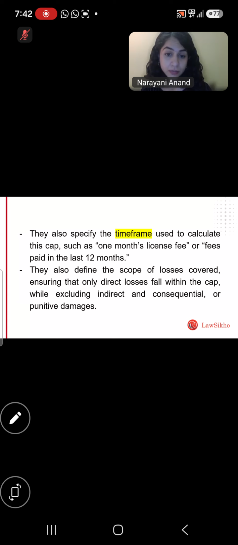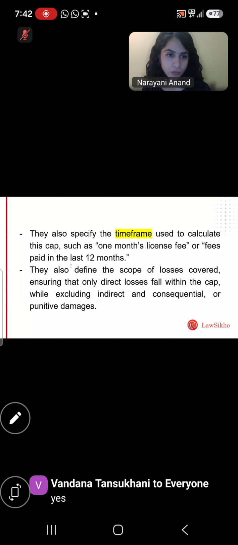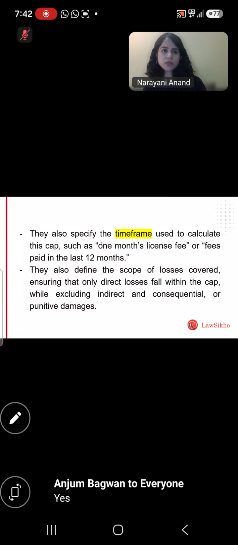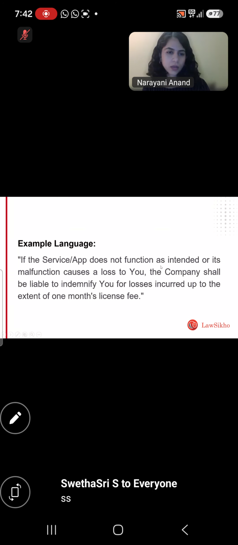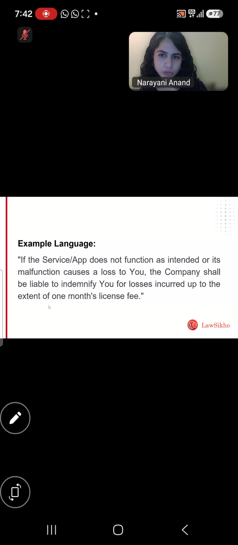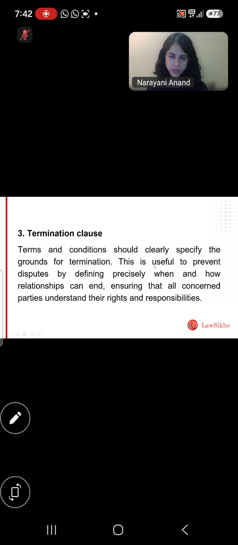Do we know what the difference between direct and indirect and consequential losses is? Can I quickly move on? Yes. Okay, great. Now, so this is the example language. If the service or app does not function as intended, or its malfunction causes a loss to you, the company shall be liable to indemnify you for losses incurred up to the extent of 1 month's license fee. Okay, straightforward. Now, the third thing, terms and conditions.